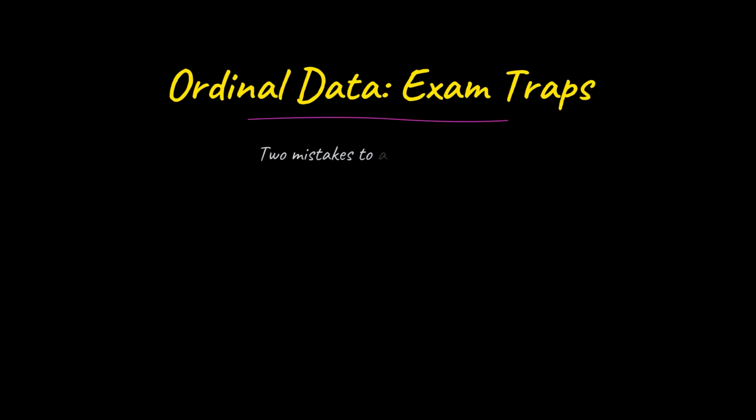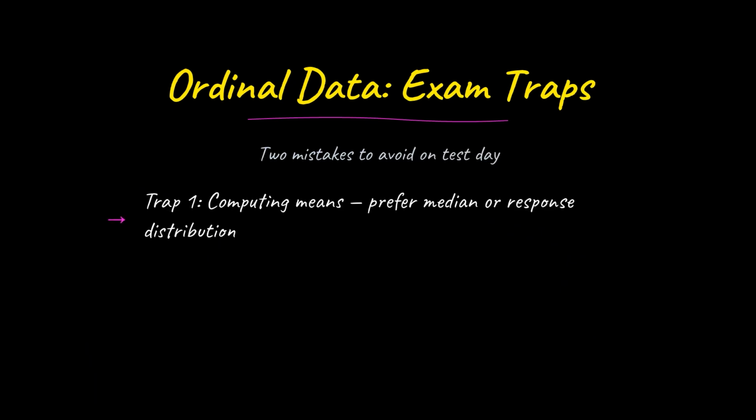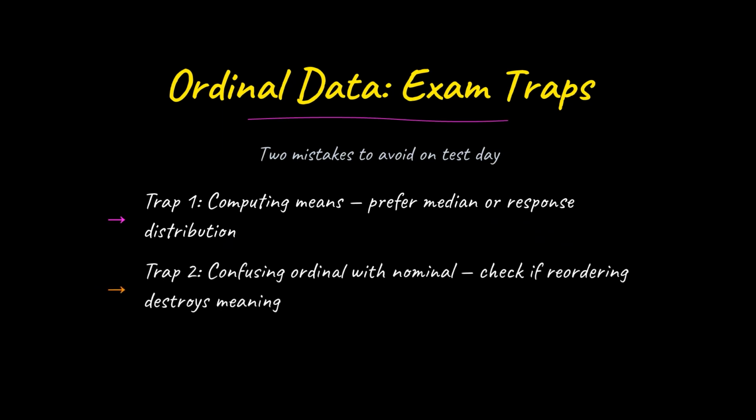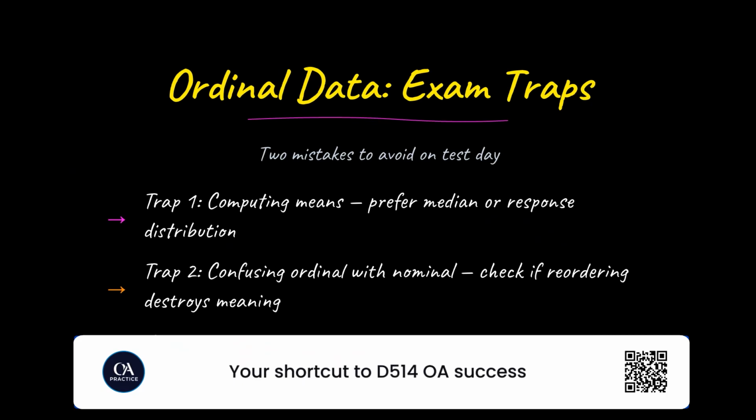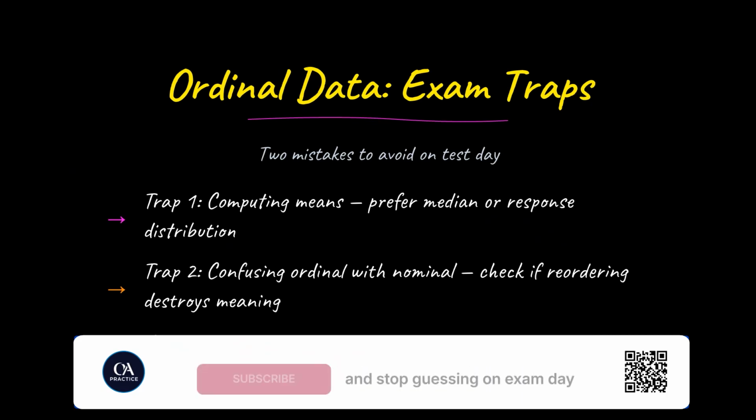The first exam trap is treating ordinal data like interval data and computing means uncritically. The safer summary is the median. The second trap is confusing ordinal with nominal. The clue is whether reordering the categories would damage the meaning. Watch for signal words like ranked, rated, stages, or Likert.